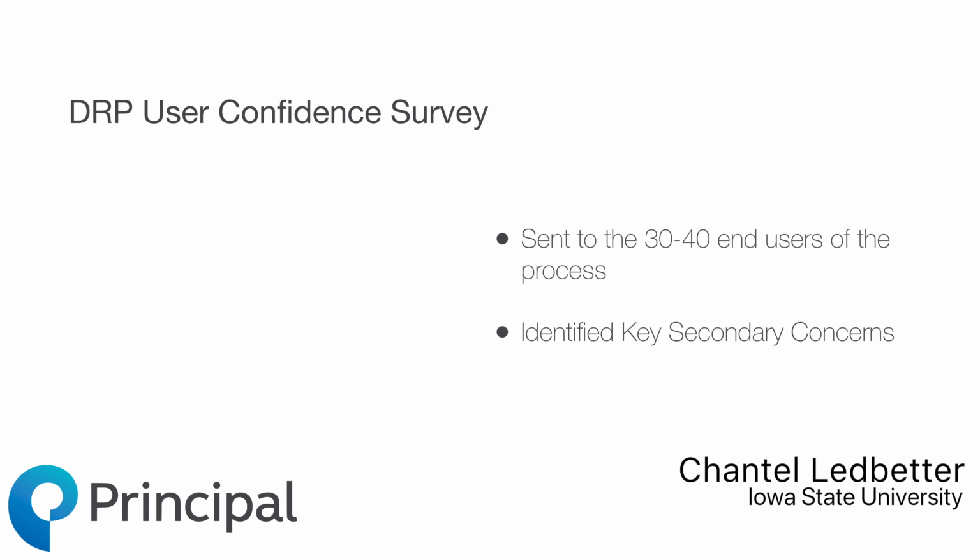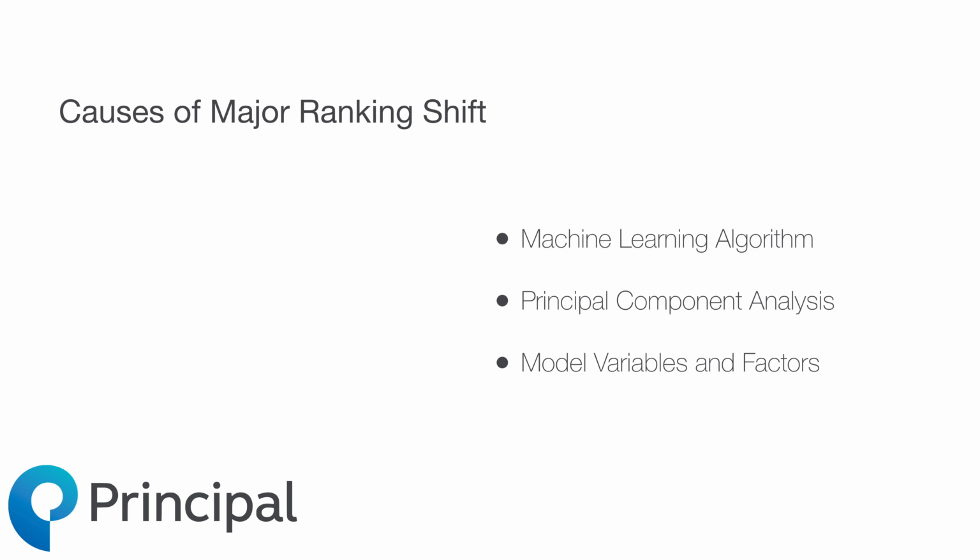The DRP process is utilized by 30 to 40 people within Principal Global Investors. Through a survey sent to the end users of the DRP process, it was determined that a secondary concern for Principal is identifying what has caused shifts in the stock rankings produced by the model. The responses from the survey indicated there are 3 primary areas of the process that have the potential to shift these rankings: the machine learning algorithm, the principal component analysis, which applies weights to the factors, and the variables and factors created from marketplace and stock data that are used in the models themselves.